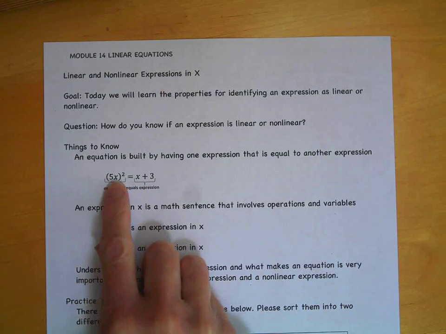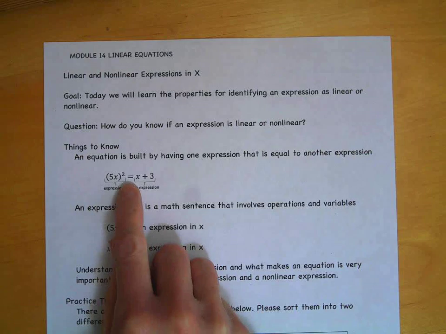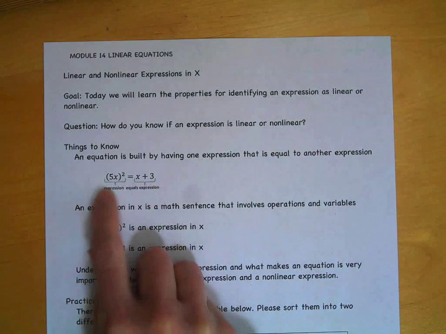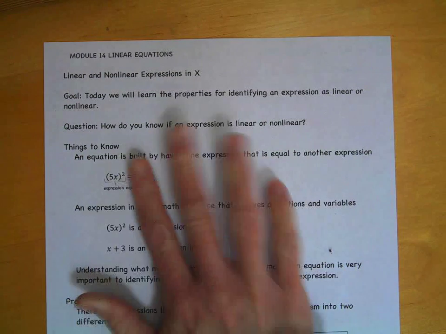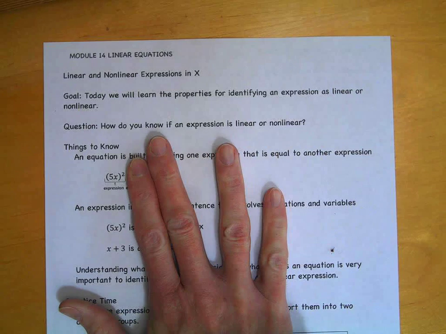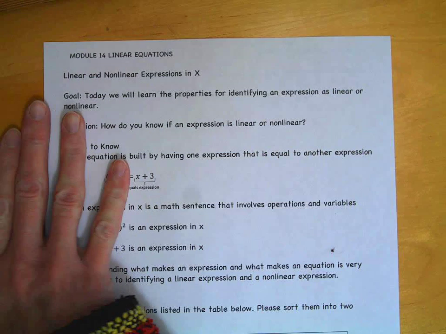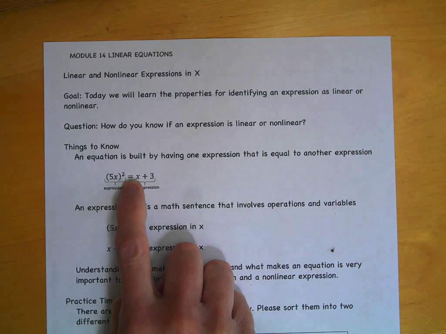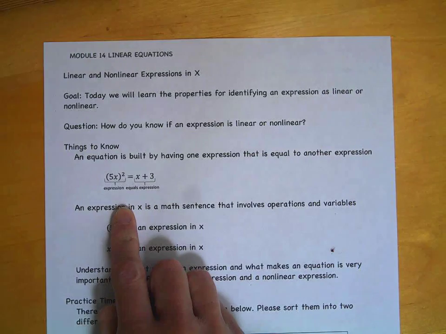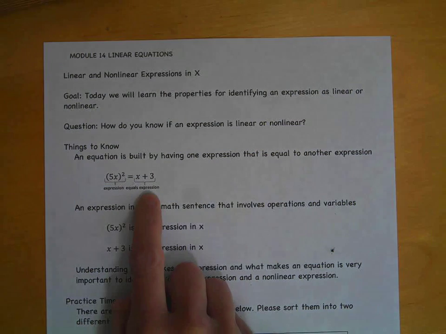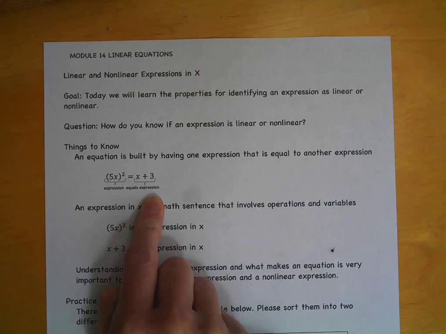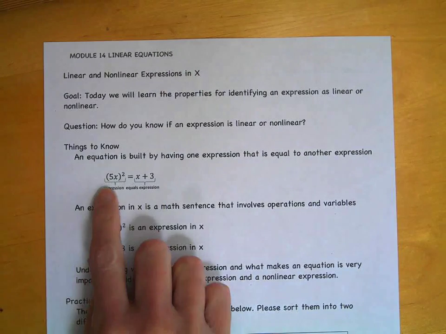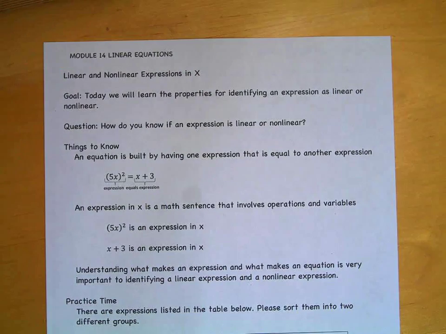So for example, we have 5x to the power of 2 is equal to x plus 3. This first component is considered an expression because it is a math sentence that is giving us information about a number. And this is also considered an expression because it's a math sentence that is giving us information about the number. And then when you set them up to equal each other, they turn into an equation. So an expression equals an expression. That is also known as an equation, okay? But each individual piece is considered an expression.